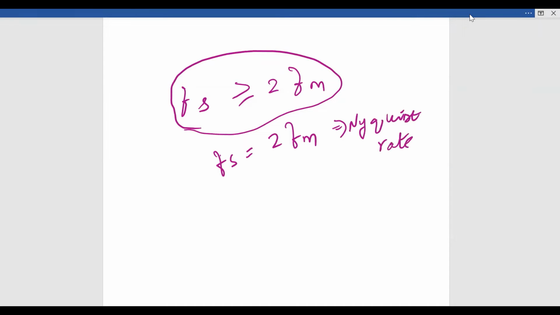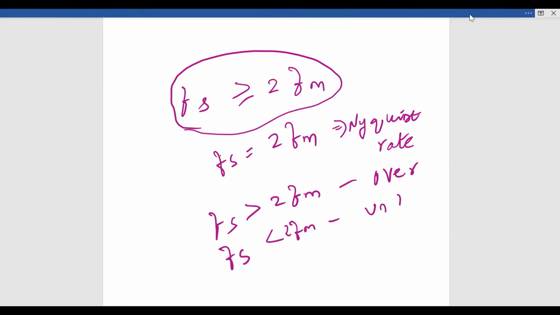Now, what happens if you sample the signal at a rate greater than the Nyquist rate or less than the Nyquist rate? If we sample at a rate greater than the Nyquist rate, it is called oversampling. Similarly, if f of s is less than the Nyquist rate, 2 times f of m, then it is called undersampling.